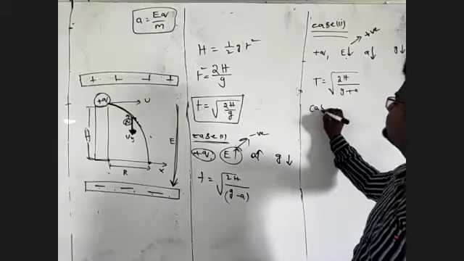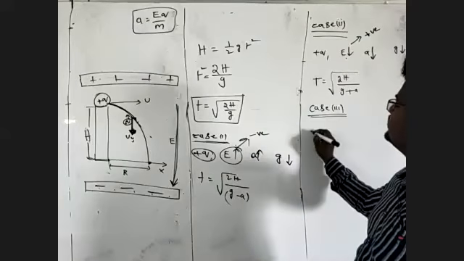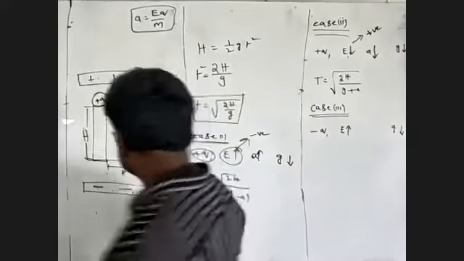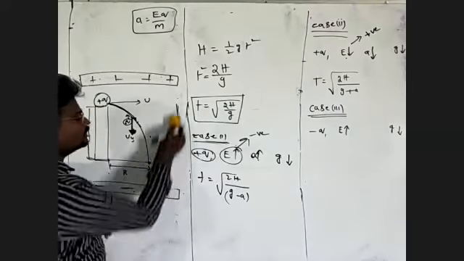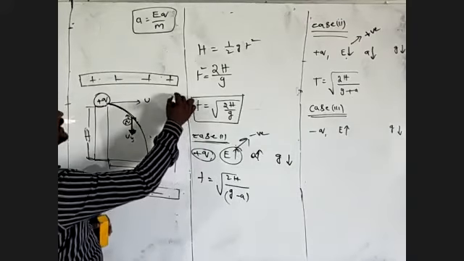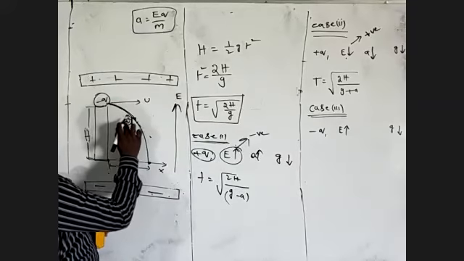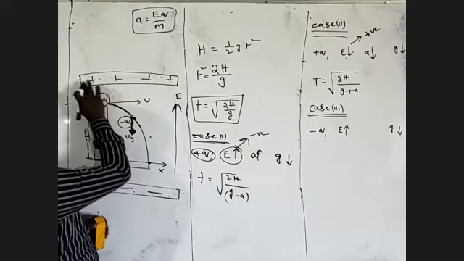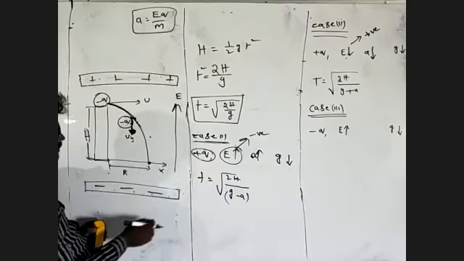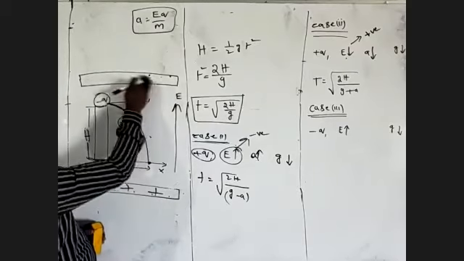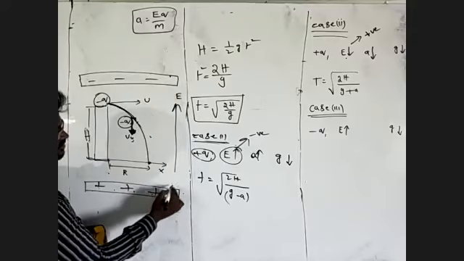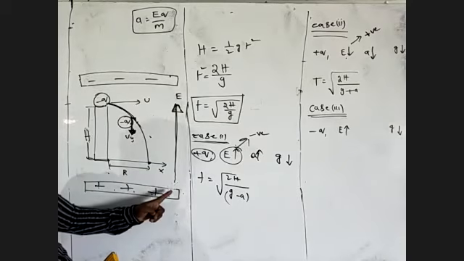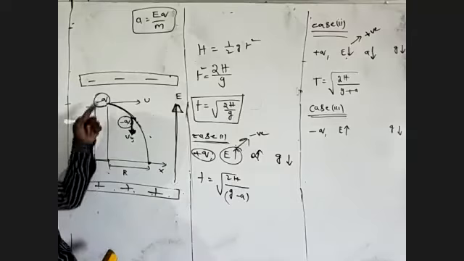Next, case number 3. Negative charge, electric field is up, acceleration is in the downward direction. Now I'm taking the direction of electric field in an upward direction, but with a negative charge. Upward direction means this is the positive plate and this is the negative plate. The direction of electric field is from positive to negative. This is a negative charge.